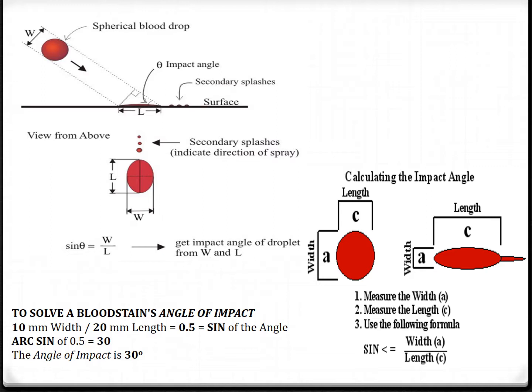Now, what you need to do is measure the width, measure the length, and just plug it into this basic formula. So here is a quick example. Let's say I've got a 10 millimeter width and a 20 millimeter length. I divide 10 by 20, get 0.5, take the sine of the angle, or the inverse sine, the arcsine of that, and I end up with 30. So the angle of impact is 30 degrees. So this hit that wall at a 30-degree angle.